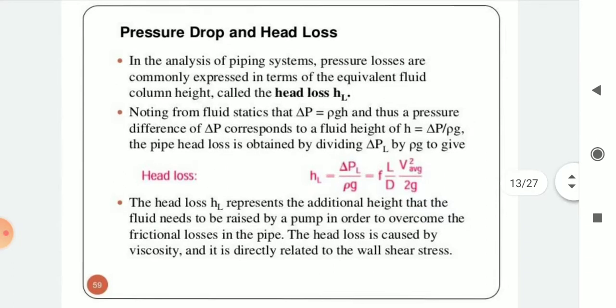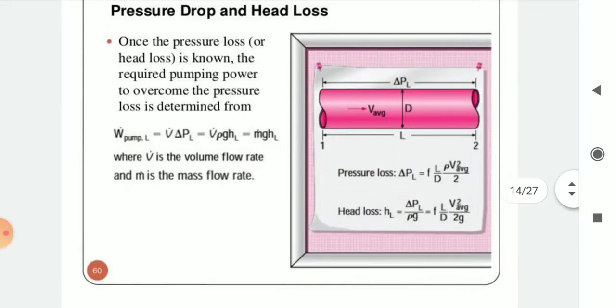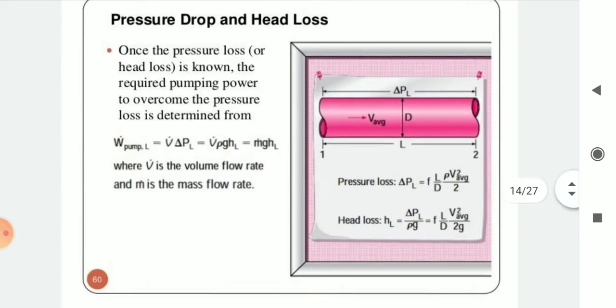The head loss hL represents the additional height that fluid needs to be raised by a pump in order to overcome the frictional losses in the pipe. The head loss is caused by viscosity and is directly related to the wall shear stress. You can see in the image V_avg, ΔP_L (pressure loss) and head loss. ΔP_L = f (L/D) (ρV_avg²/2), and head loss hL = ΔP_L/ρg = f (L/D) (V_avg²/2g).